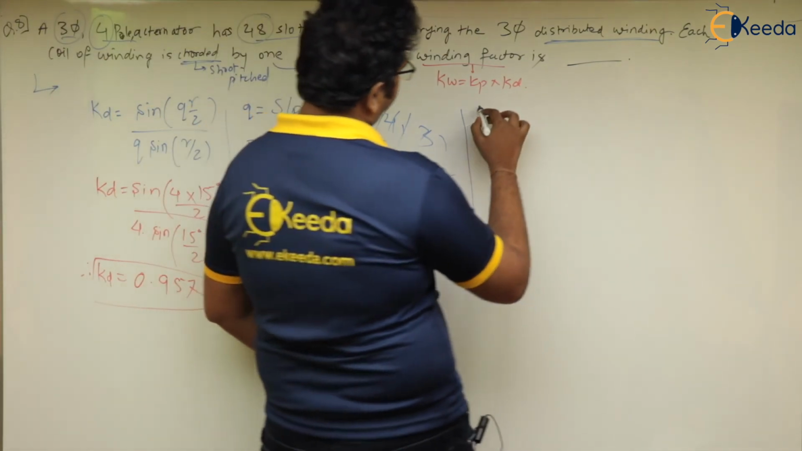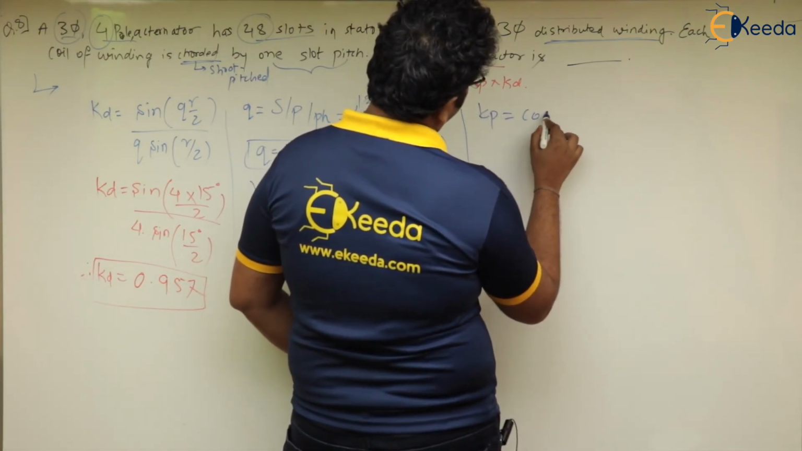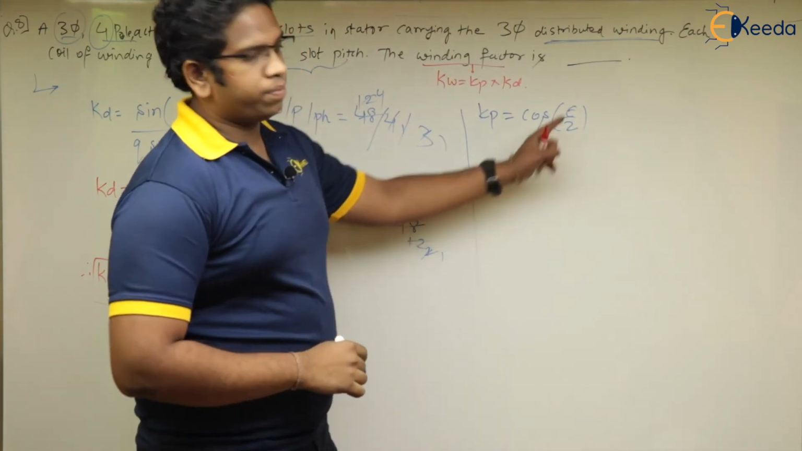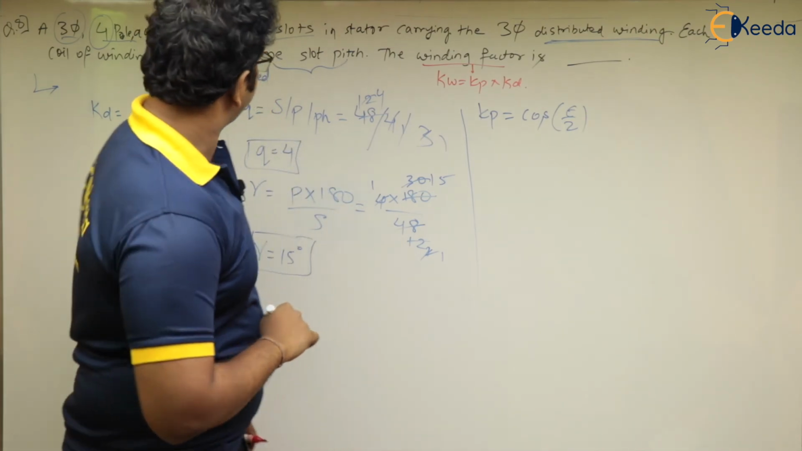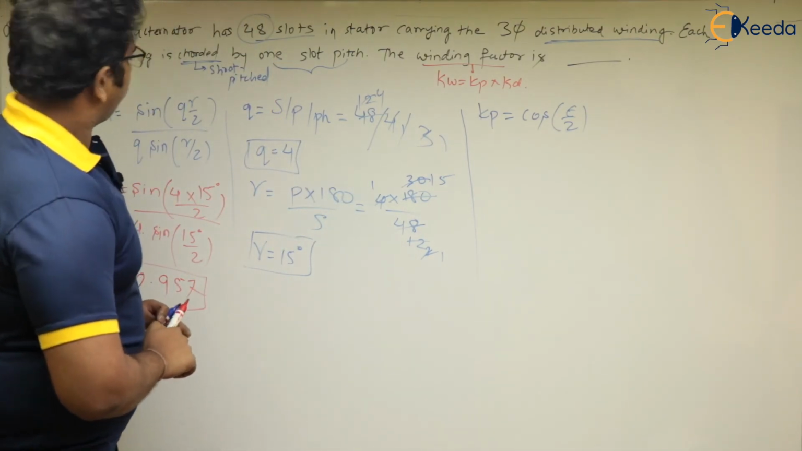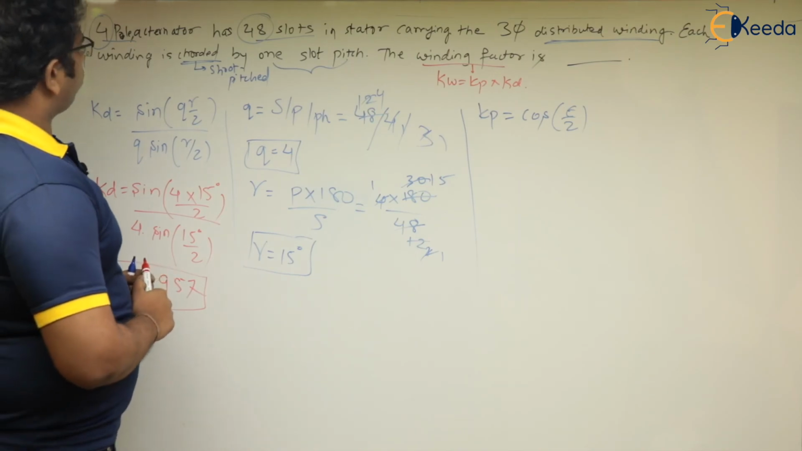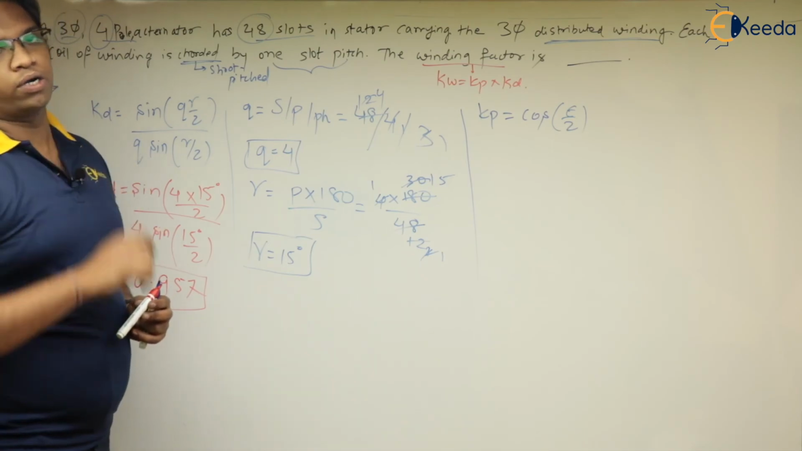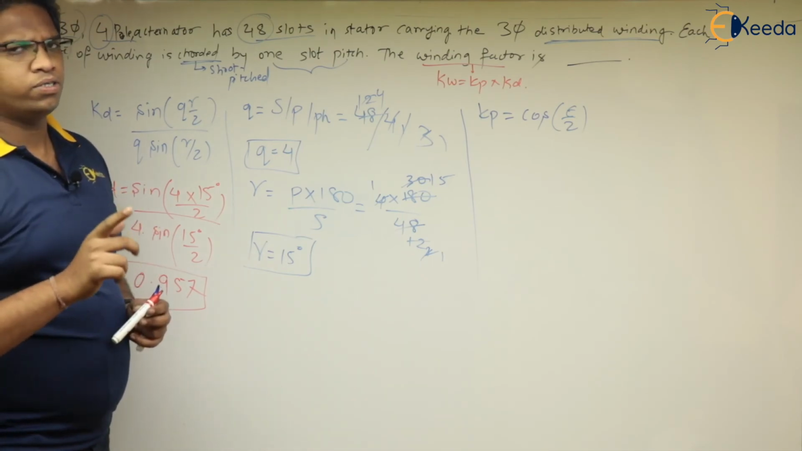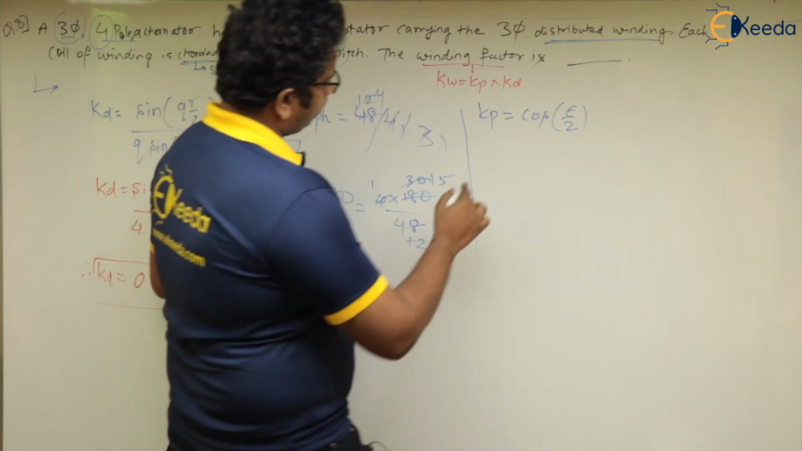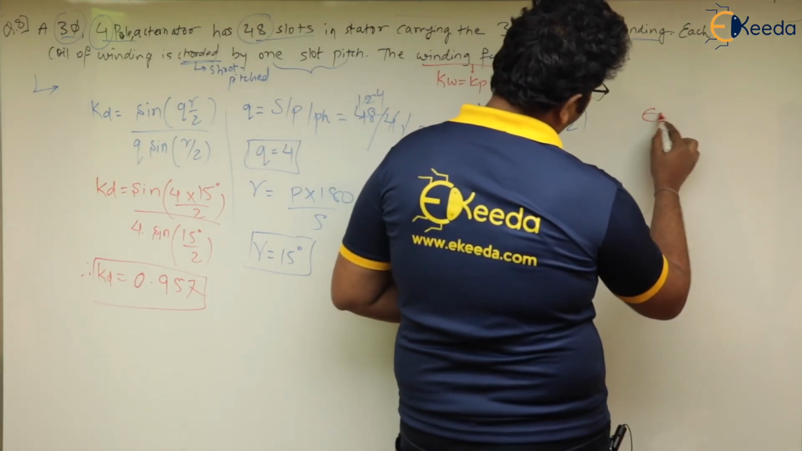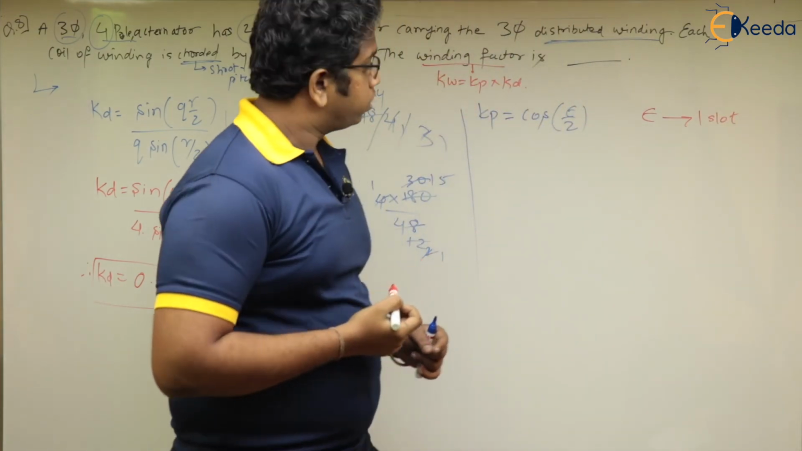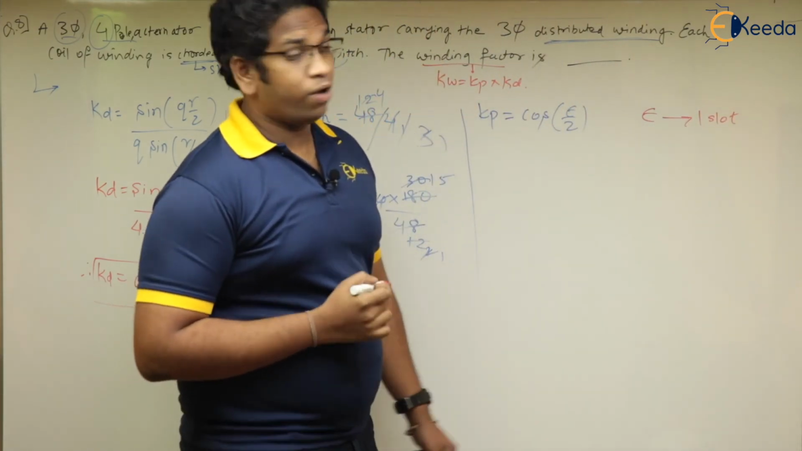Now, let us think of Kp here. See here. What is Kp? Kp is nothing but cos epsilon by 2. That's it. Don't think much. You need epsilon, you need the short pitching angle. Now, see here. Focus. What have they given? They have given that each coil of winding is chorded by one slot pitch, or you can say chorded by one slot, which means this epsilon is chorded by one slot pitch. So it is given, right?